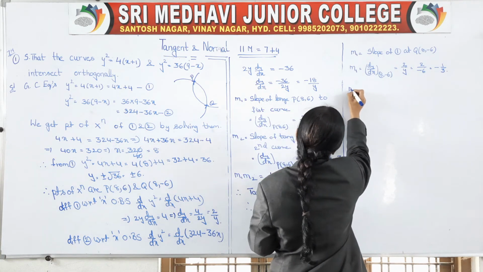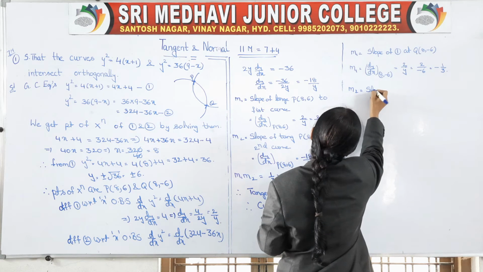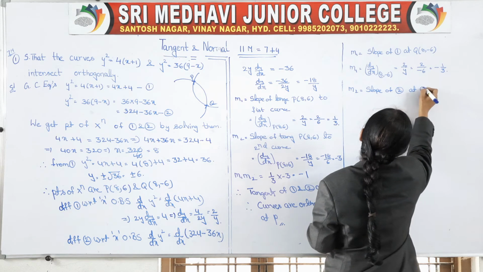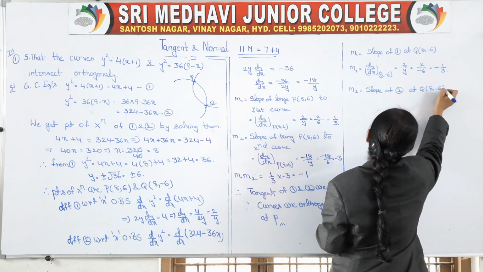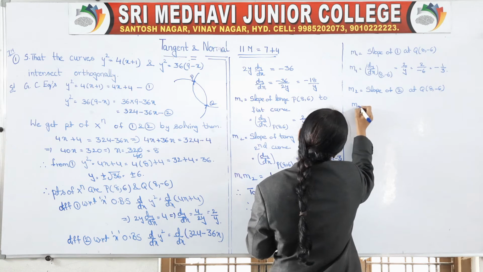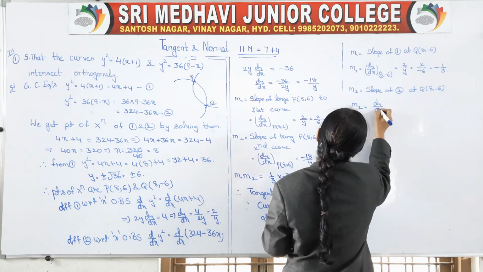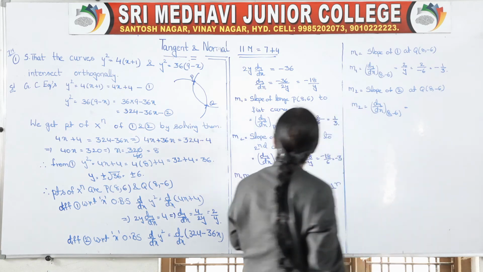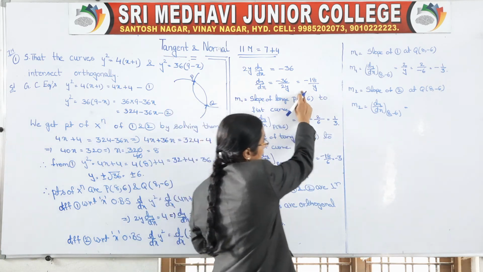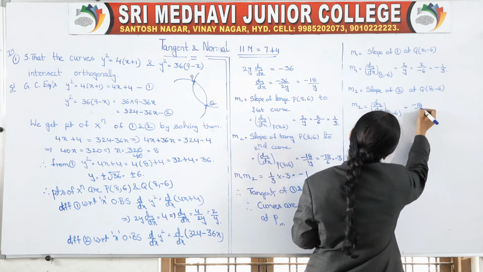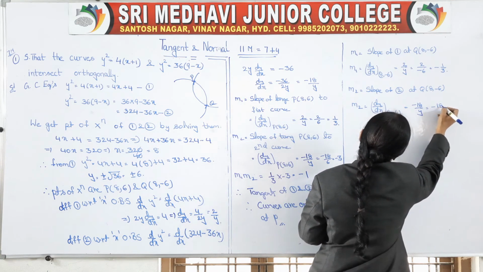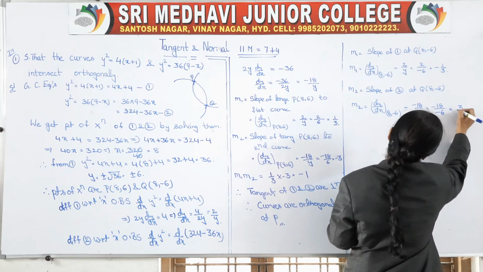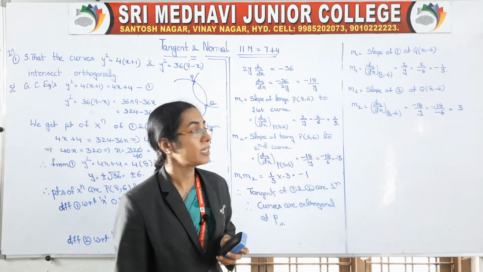Now you take m2. m2 is equal to the slope of the second curve at Q (8, -6). So m2 is equal to dy by dx of the second curve at (8, -6). dy by dx of the second curve is -18 by y. So it is equal to -18 by -6. Minus minus cancel, that is 3.